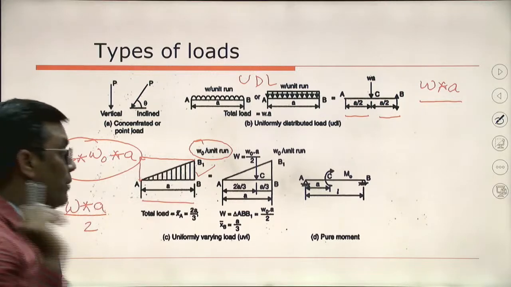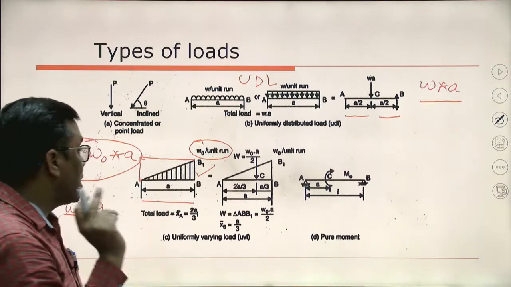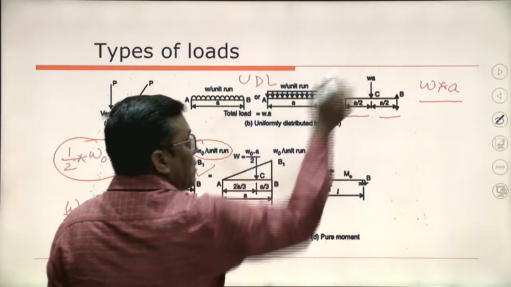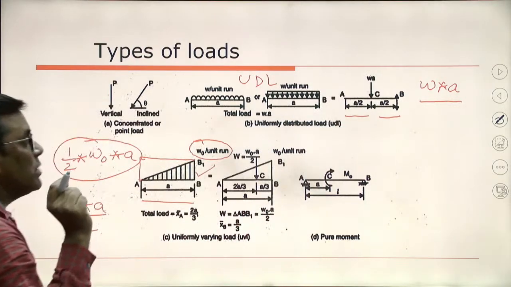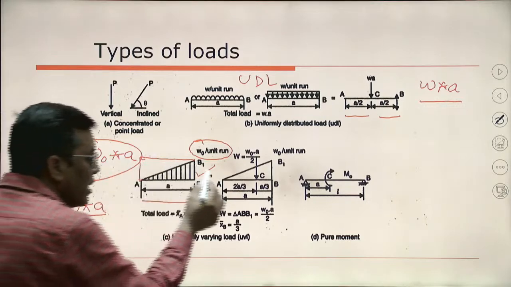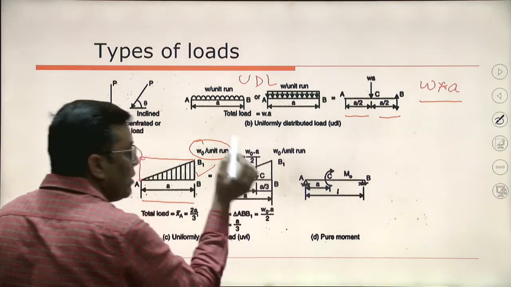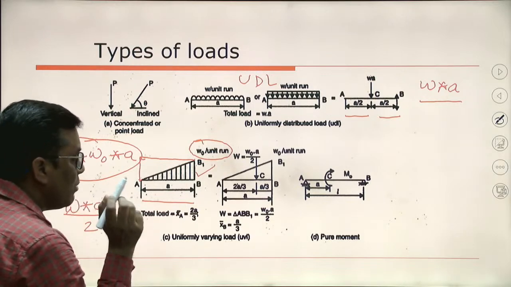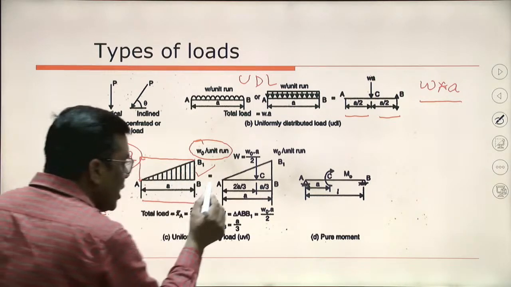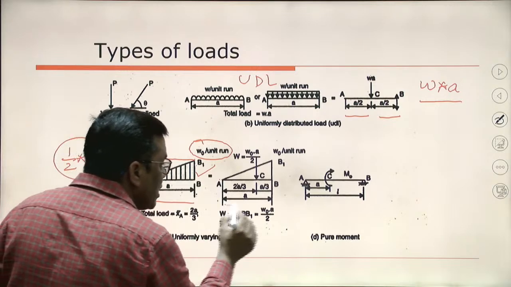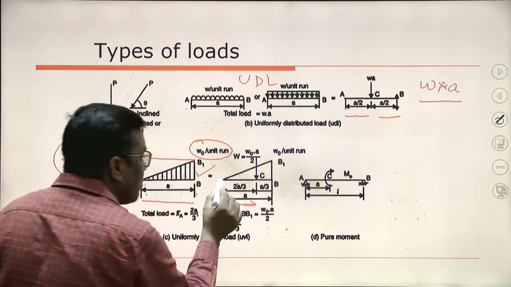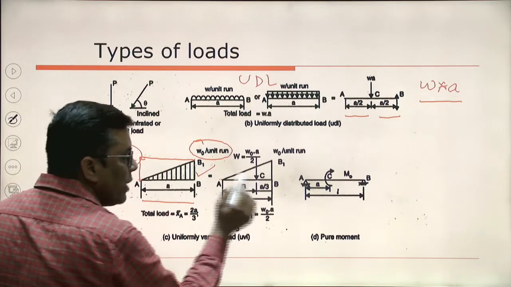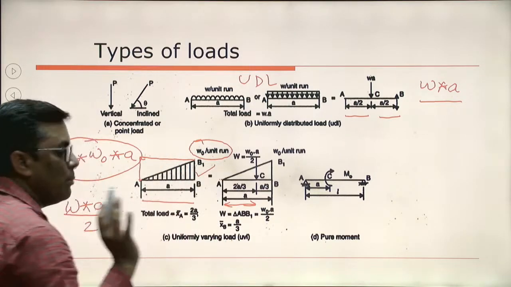Now where will it be effective? This particular load will be effective just like the UDL is effective at the centroid of the rectangle. So I can say it will also be effective at the centroid of the triangle, and the centroid of the triangle will be where? It will be 2A by 3. 2A by 3 from where? From the point A. It will be 2A by 3. So now I hope it is clear.